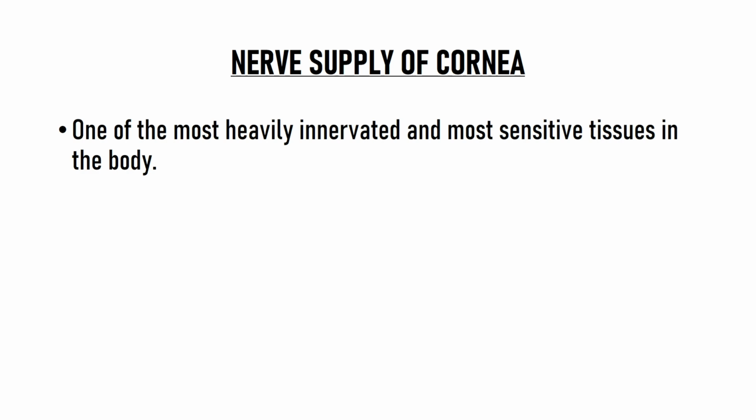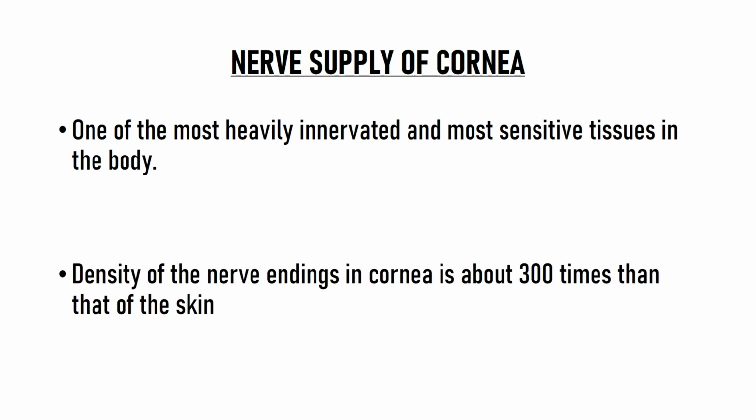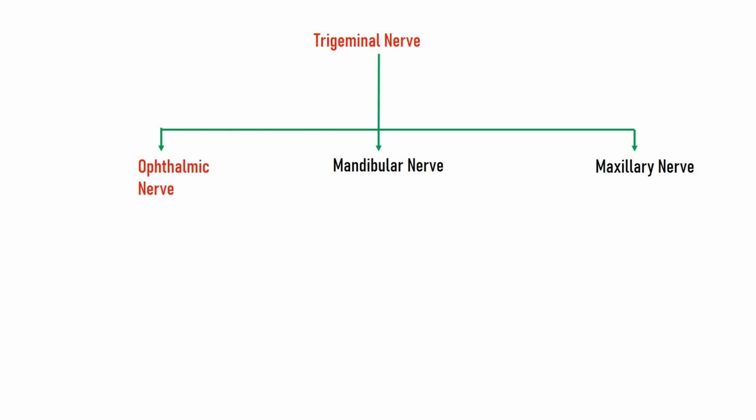Our final topic is the nerve supply of cornea. Cornea is one of the most heavily innervated and sensitive tissues of the body, and the density of nerve endings in cornea is about 300 times than that of the skin. So the story of its nerve supply begins at the trigeminal nerve, which is the fifth cranial nerve. 3 branches arise from the trigeminal nerve: the ophthalmic nerve, the mandibular nerve, and the maxillary nerve.